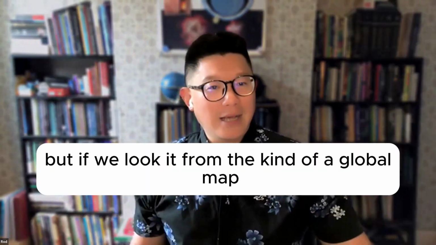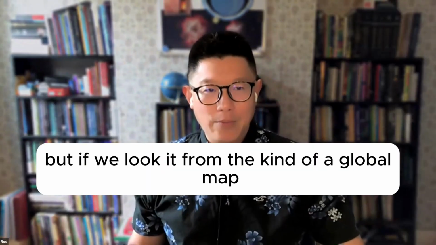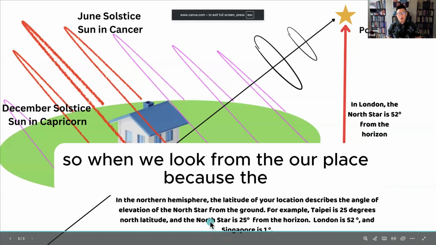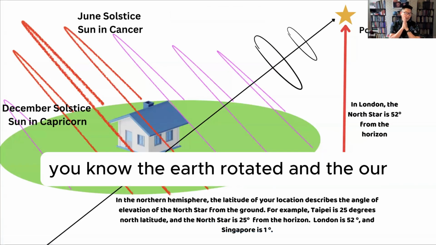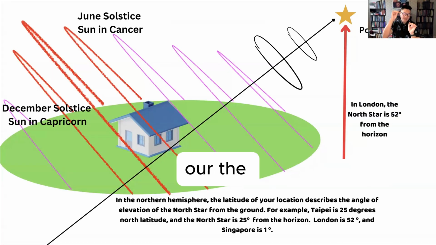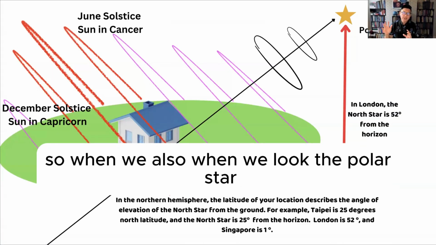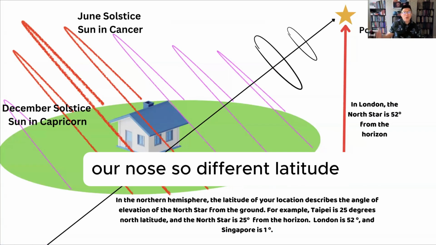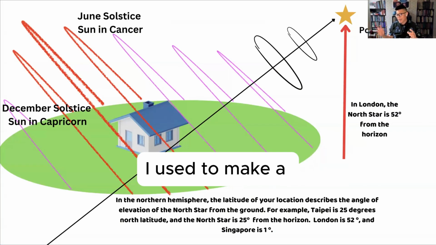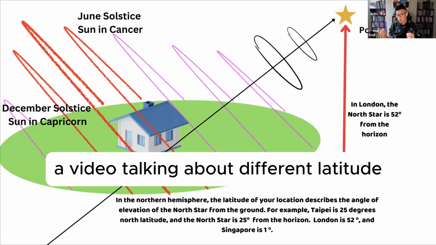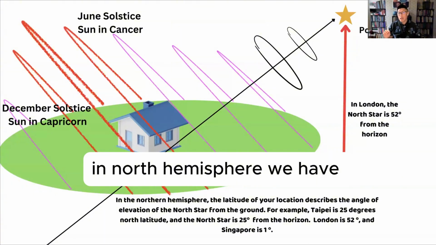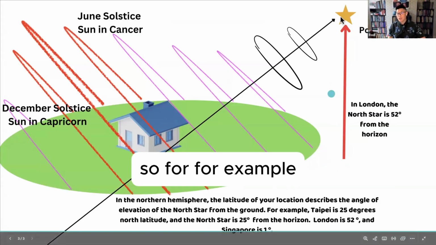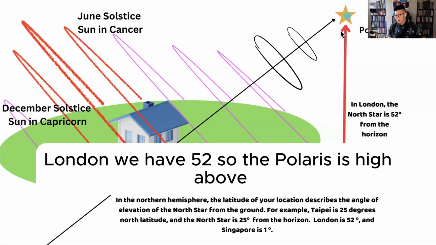Okay, but if we look at it from a kind of global map and the night sky, let me show you both. When we look from our place, because the Earth rotates and the rotation axis is tilted, when we look at the pole star, it's not right on top of our nose. So for different latitudes, I used to make a video talking about different latitudes in the Northern Hemisphere. We have Polaris at a different altitude from the horizon. For example, in London, we have 52, so Polaris is high above.